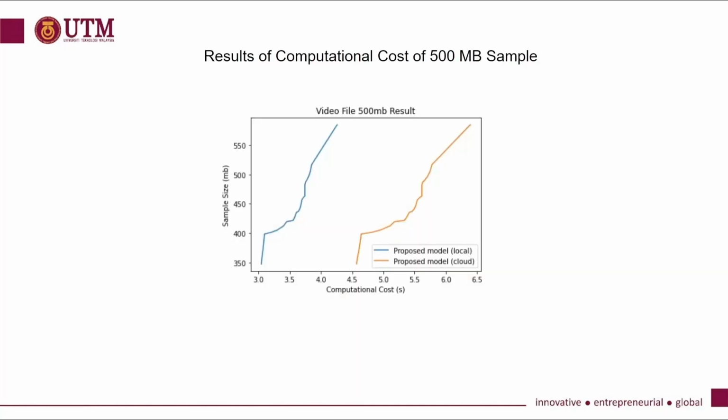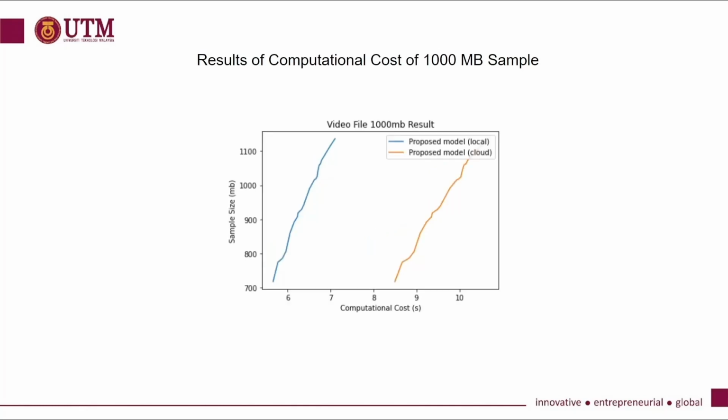Results of computational cost for 500 MB. The video files were selected for this one. You can see the comparison was not done because these files were too big for them. From this we can see the local side and the cloud side. The cloud side had a significant increase in computational cost, an average of 1.5 times bigger. This was because of accessing from the cloud and the latency too.